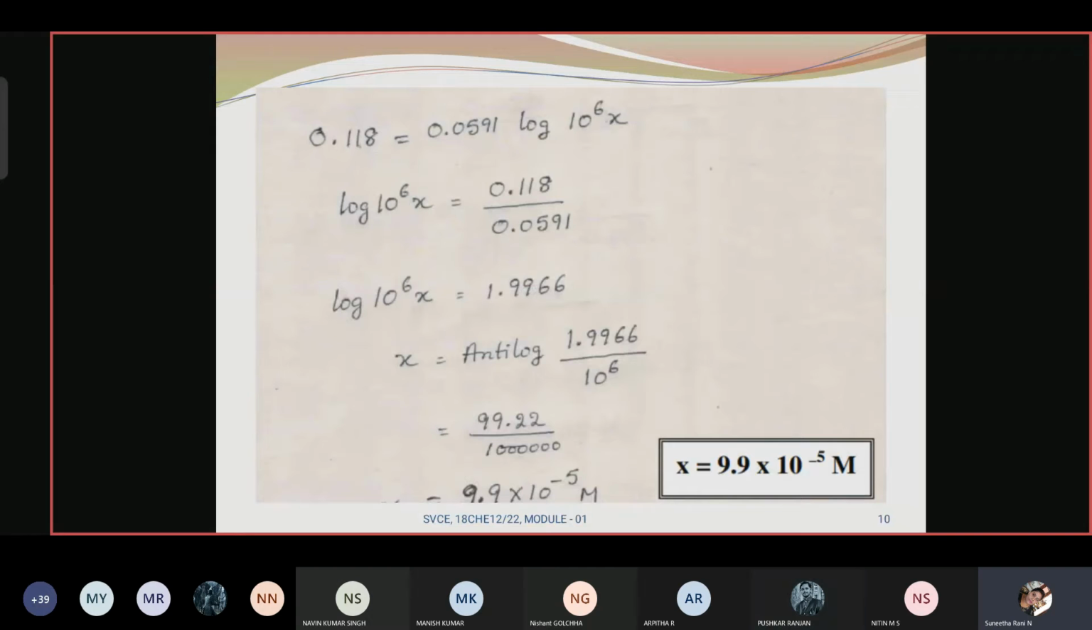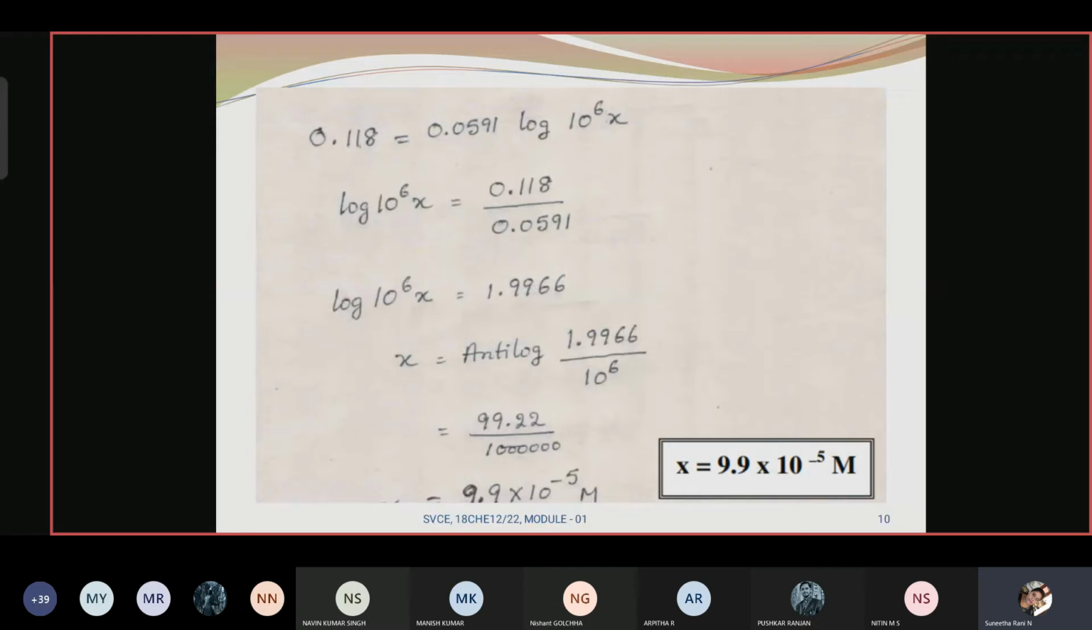9.9 is nothing but 1 only, right? Yes, ma'am. Okay. Next. 1.0 into 10 raised to minus 5 molar you are getting, or what you are getting? How much you are getting? Ma'am, I'm getting 1 into 10 to the power of 5. 1.0 or exactly 1? 1.0, ma'am. Okay, that is fine. Here I have got 9.9 into 10 raised to minus 5 molar.